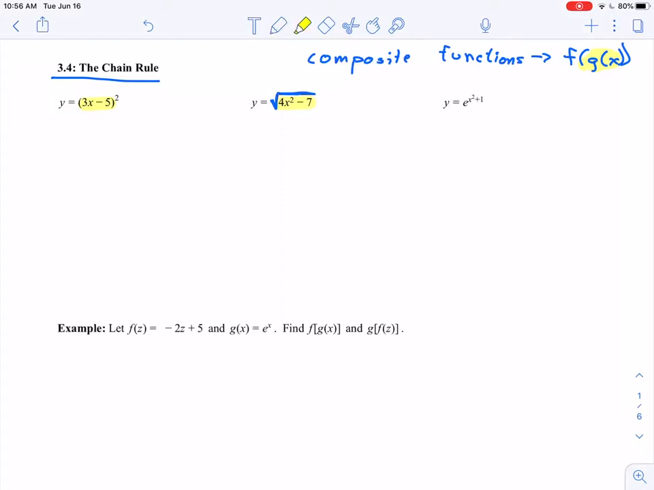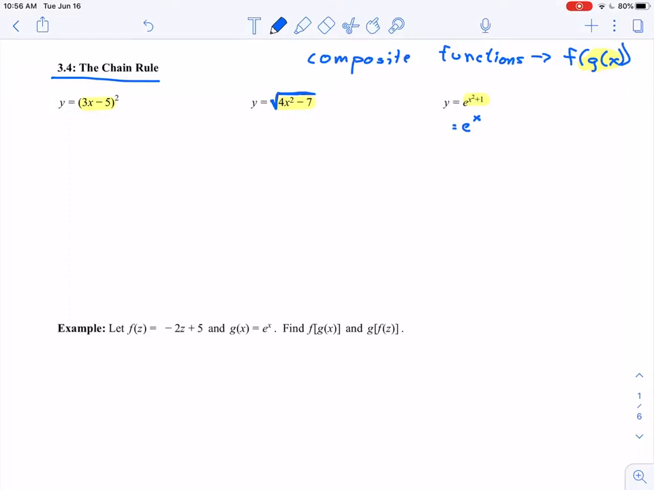Last one over here, y equals e to the x squared plus 1. My inside function this time is actually just x squared plus 1. So that's my inside function, and then my outside function is actually just that exponential. It would be y equals e to the x. So I do want to practice this. We'll look at a couple more examples down the way here in just a minute.